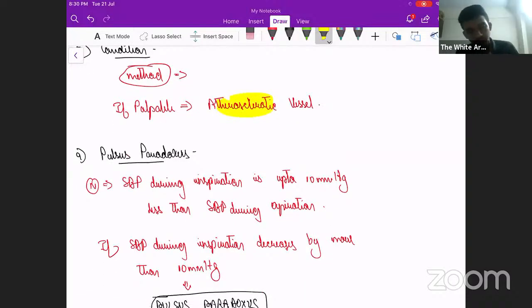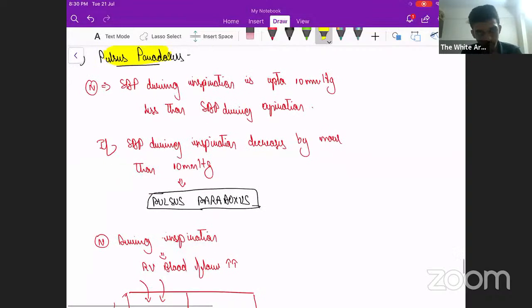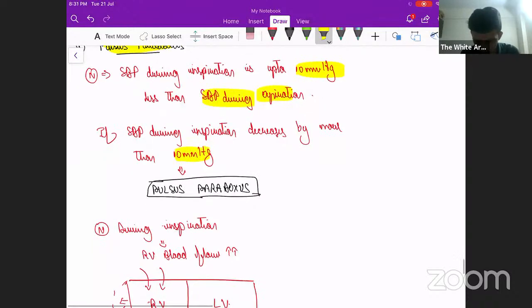Then coming to the final one being the pulsus paradoxus. Okay, so this is very important. Normally, during inspiration, systolic blood pressure is expected to decrease up to 10 mmHg less than the systolic blood pressure during expiration. Why does this happen again? Because of the greater negative intrathoracic pressure during inspiration, left ventricular filling will decrease. That's why it is expected to decrease. But if this decrease is more than 10 mmHg, then you call it pulsus paradoxus.